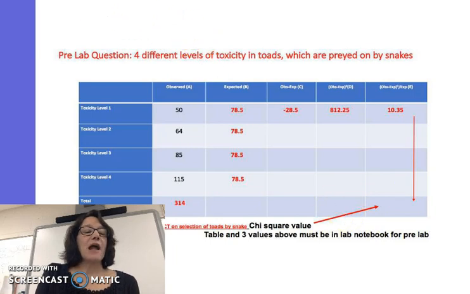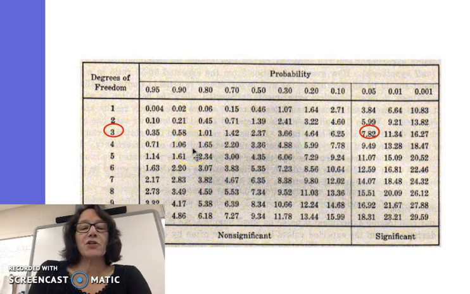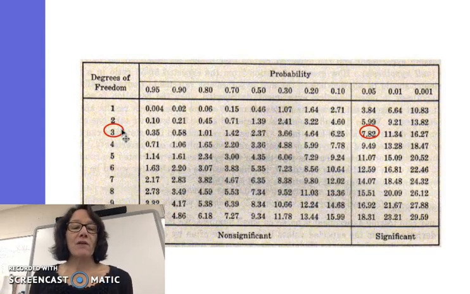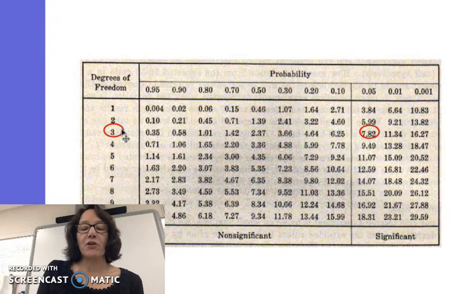What I do then with that chi-square value is I look at this probability chart, and this is in your packet. The degrees of freedom is 1 less than the number of observations. So since we had 4 different toxicity levels, we had 3 degrees of freedom. And we want to know if that chi-square value is statistically significant or not. So we're going to find our p-value, or our probability value.